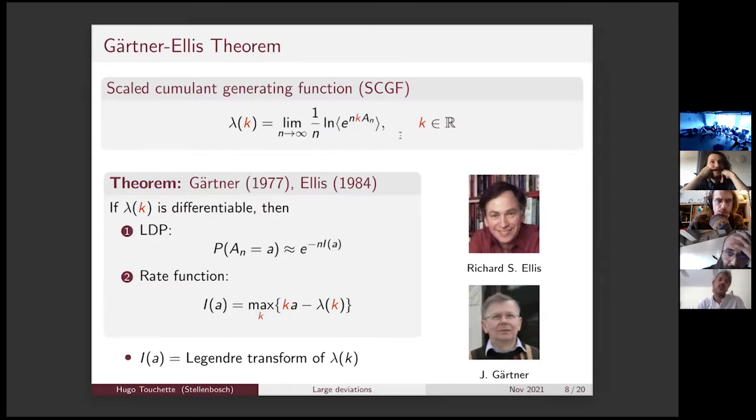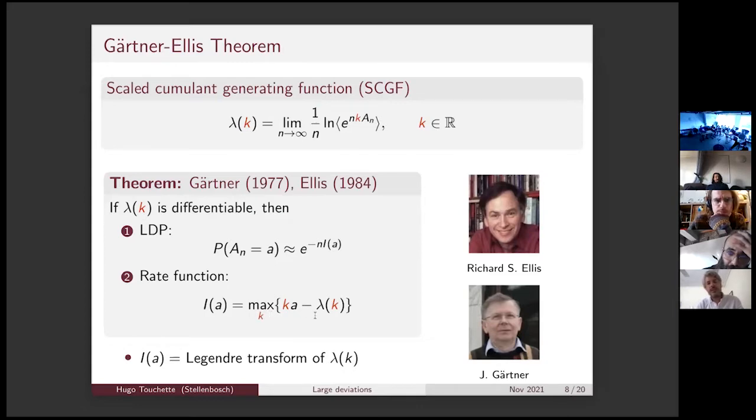There are ways to do this, and you can calculate that function in many, many cases. And the theorem says that if the result is finite and differentiable, then you have the LDP for the random variable of interest. So the distribution does decay exponentially with n, and the rate function is the Legendre transform of the lambda(k).